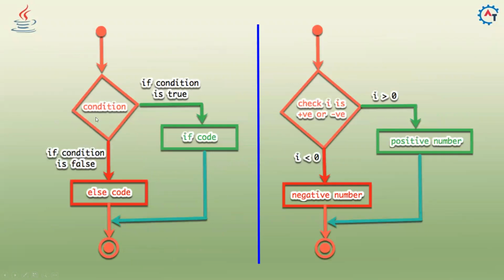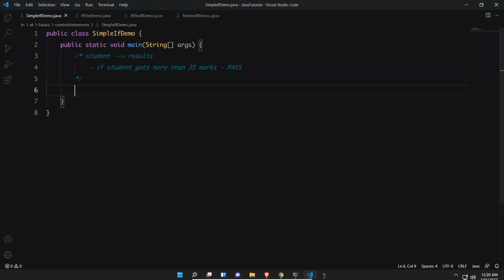So if you see, you have a condition. If the condition is true, then it will go and execute the if code. If the condition is false, it will jump into the else code, execute it and come out of that. Check if i is positive or negative. i greater than 0. If you have given a positive number, if it is greater than 0, it will print positive number. Otherwise, it will jump into the else code and say negative number, something like this. With the help of some programs, we will see.